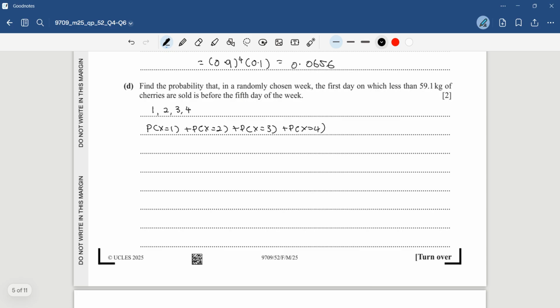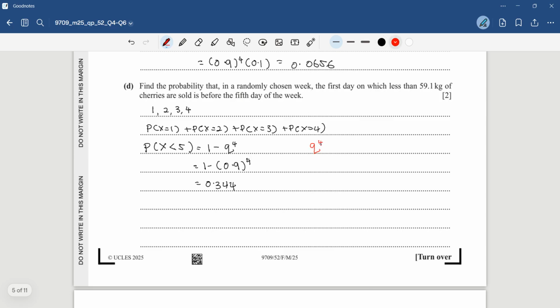You can do this, or I also can write probability x less than 5 is equivalent to 1 minus q power of 4. So when I say q power of 4 means I never sell anything before the fourth day. Okay, so it's going to be 1 minus 0.9 power of 4 will be 0.344.